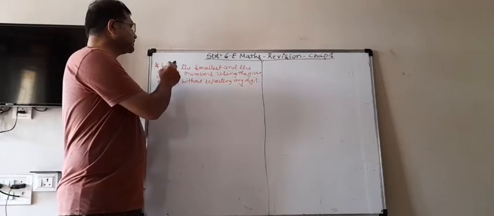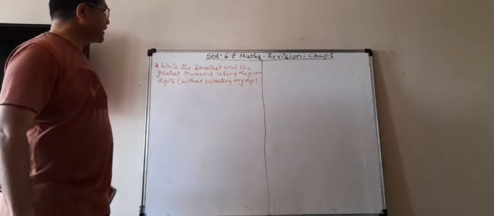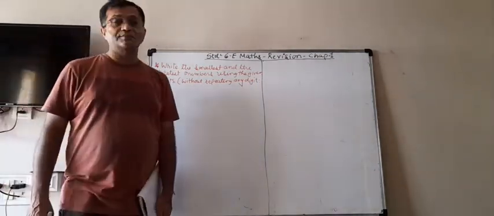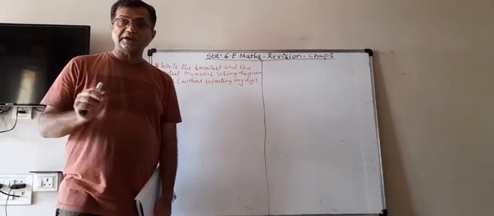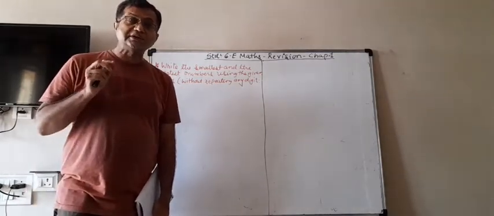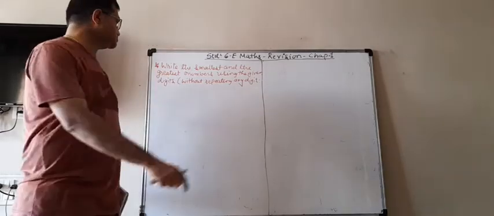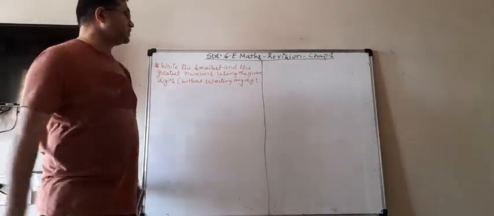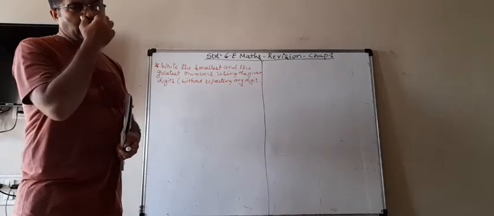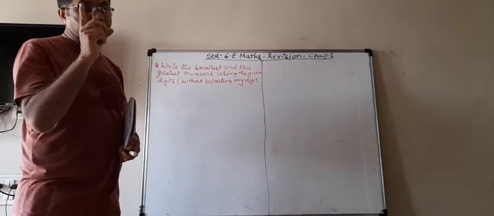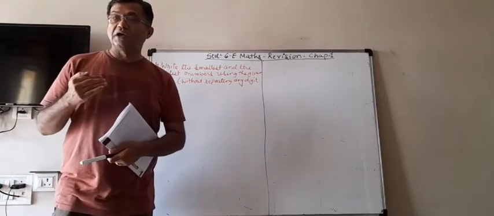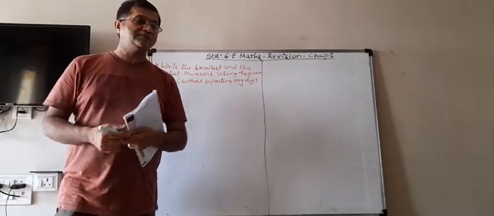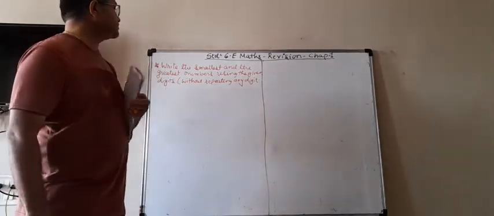First question is, write the smallest and the greatest number using the given digits. And the condition is that you mustn't repeat any digit. It means all the digits that are given should be used only once. And you have to make the smallest and also the greatest number.